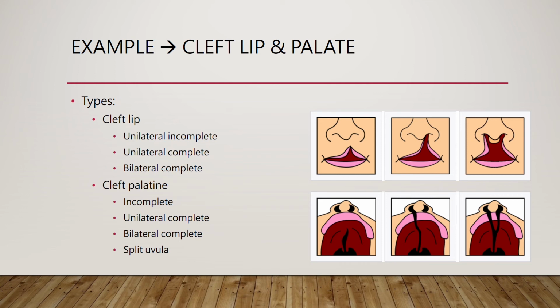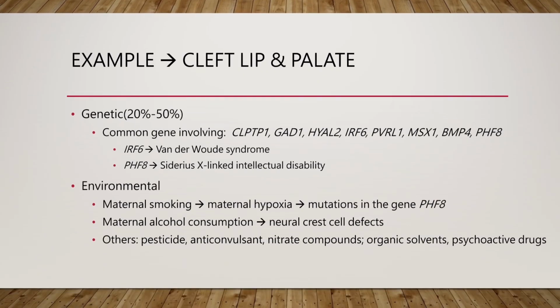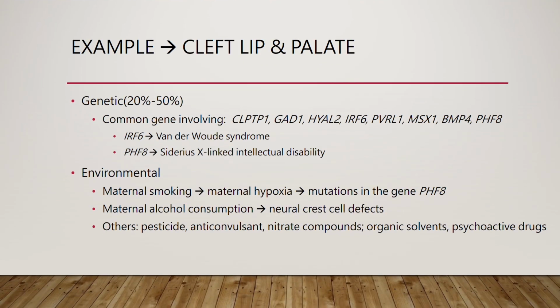Also, compared to the midline, it can be classified further into unilateral and bilateral types. And it is also worth noting that, in cleft palate, a split uvula is often observed. Genetic factors contribute 20 to 50% of this syndrome, while environmental factors contribute to the rest.